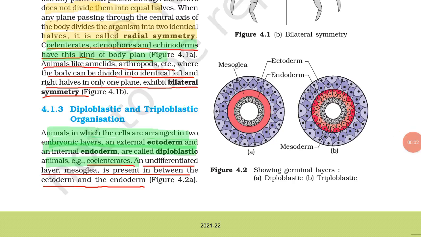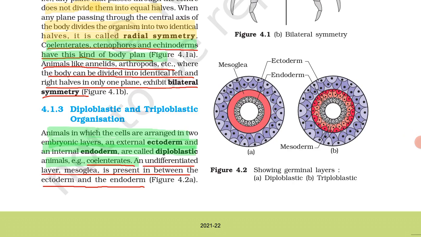Diploblastic and triploblastic organization. Animals in which cells are arranged in two embryonic layers, external ectoderm and internal endoderm, are called diploblastic animals. Example, coelenterates. See figure number 4.2 showing germinal layers, diploblastic and triploblastic.